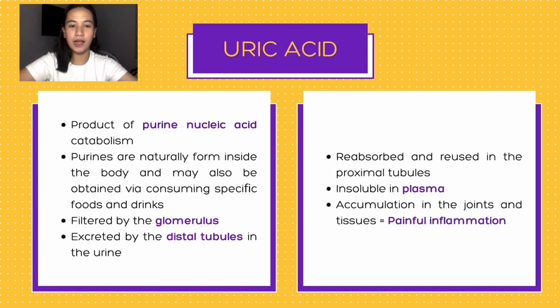For this slide, we have uric acid. When purine nucleic acids are broken down, uric acid is produced. Uric acid is filtered by the glomerulus, reabsorbed and utilized in the proximal tubules, and excreted by the distal tubules into the urine. Painful inflammation may arise when uric acid accumulates in the joints and other tissues due to its insoluble property in plasma.